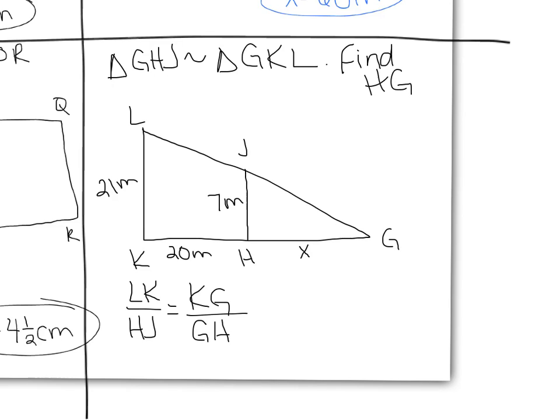KG are my first two letters, so its corresponding side is going to be GH. Okay, so let's go ahead and replace our values with the numbers that we know. I know LK measures 21, HJ measures 7. Okay, I don't know what KG measures, but let's go ahead and come back to that because GH, I know that it's X. Okay, I don't know what KG measures, but I know that KH measures 20 and HG measures X. So if I add those two together, that will tell me what the length of the whole side is.